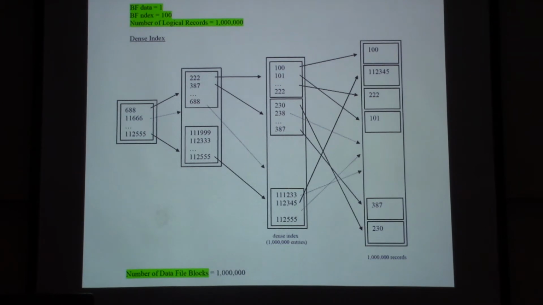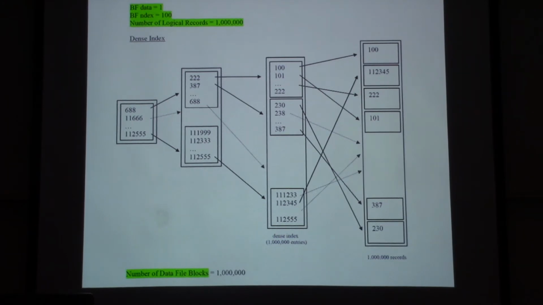Okay, so now, if we look at the blocking factor for the index, we're going to say the blocking factor for the index is 100. What does that mean? It means that a block of this size contains one piece of data, but a block of the same size contains 100 index entries. Why? Because they're tiny. Because they're very, very small. So therefore, I will have 100 entries here, 100 entries here, etc. And what I have is a dense index of 1,000,000 entries.